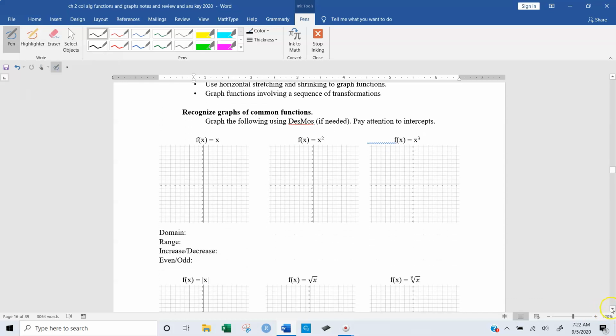All right, if you have Desmos at home, or you can actually go onto your computer and search Desmos, and you will get a free graphing calculator. I would like you to do that. So search Desmos, open it up, and type these functions in and graph them. I would like you to recognize what's the same, what's the different, what your domain and range is, where it's increasing, decreasing, and if it's even or odd. So please pause the video and get those done.